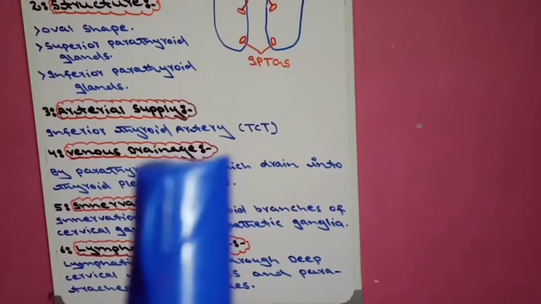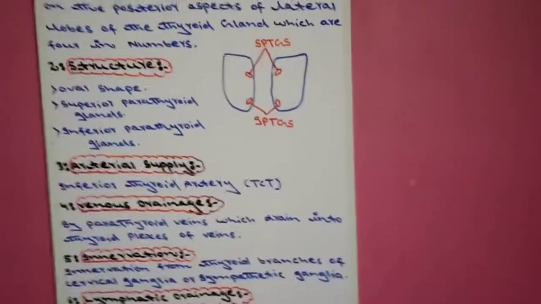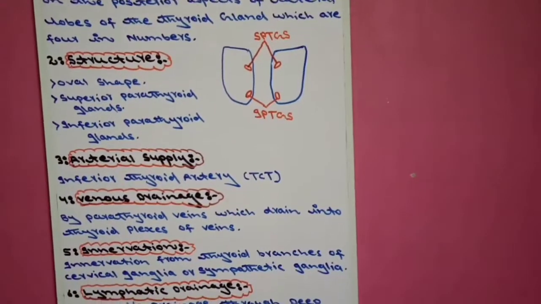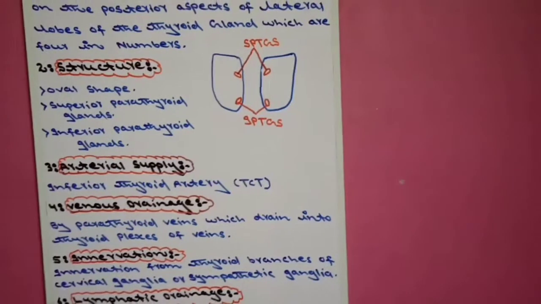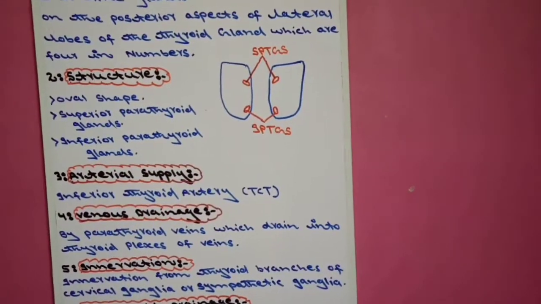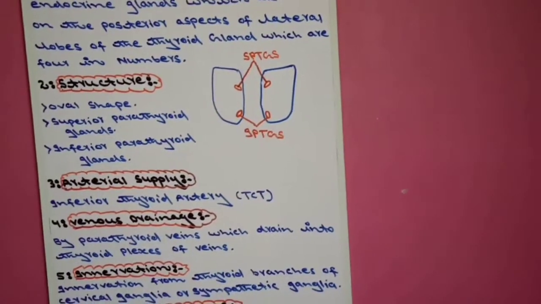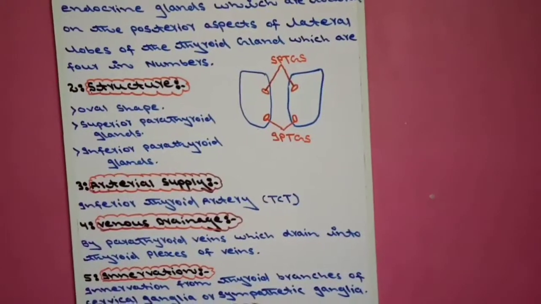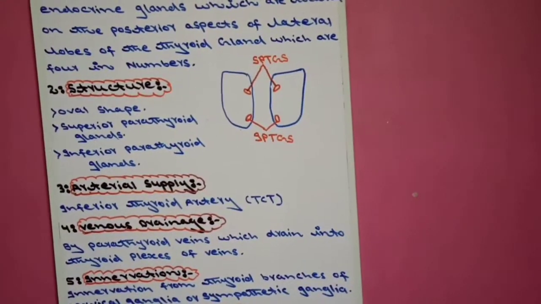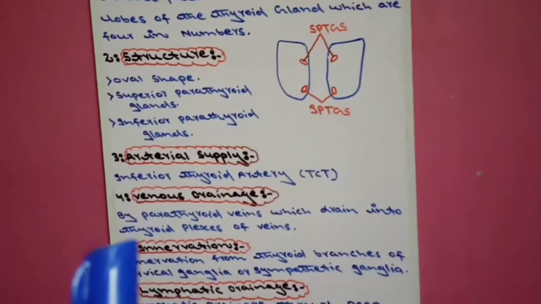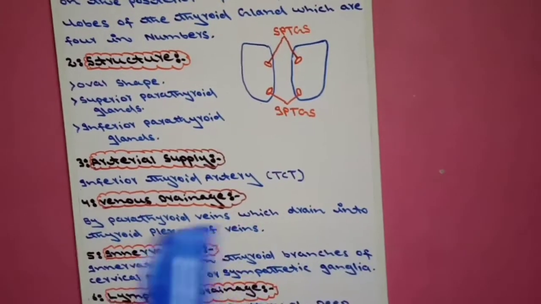Now come to venous drainage. The venous drainage of the parathyroid glands is by parathyroid veins, which drain into the thyroid plexus of veins. Because the veins which drain the thyroid gland make a plexus, and the veins which drain the parathyroid glands drain into this thyroid plexus of veins. Venous drainage is by parathyroid veins which drain into the thyroid plexus of veins.